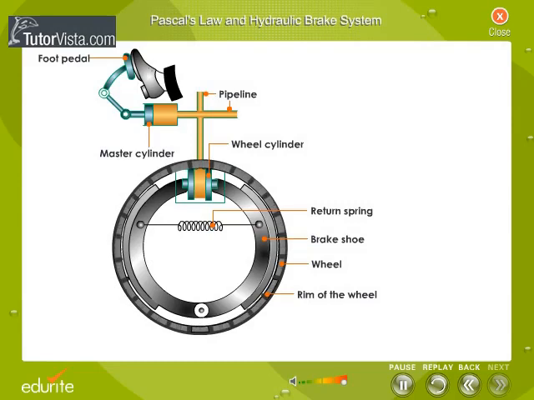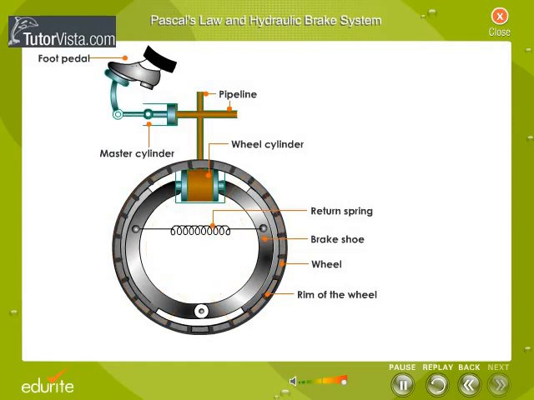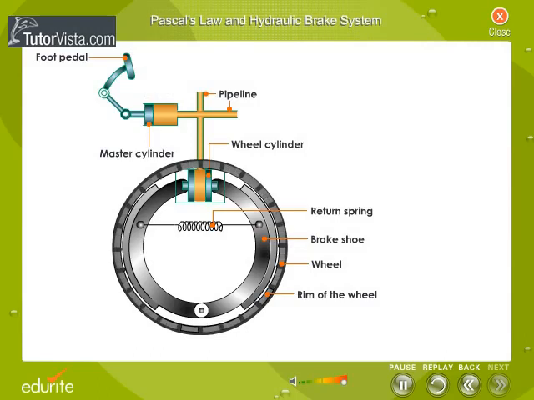When the brakes are applied, the foot pedal is pushed, due to which pressure is exerted on the fluid in the master cylinder. This pressure is transmitted equally and undiminished throughout the fluid and to the pistons of the wheel cylinder. Therefore, the pistons get pushed outwards and the brake shoes get pressed against the rim of the wheel, due to which the motion retards.